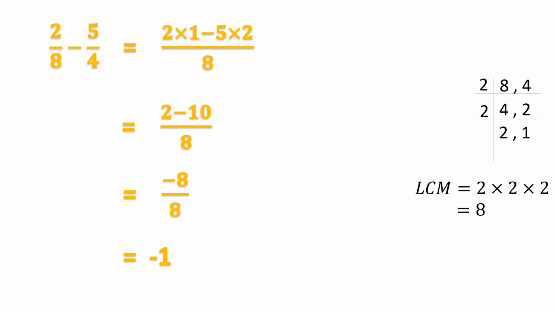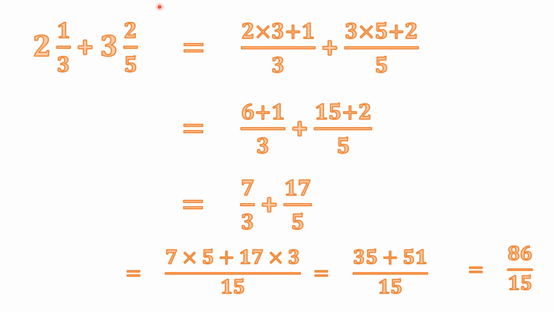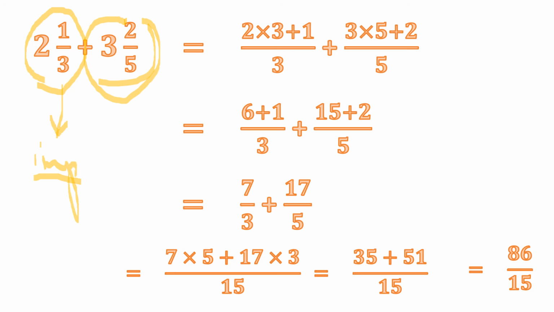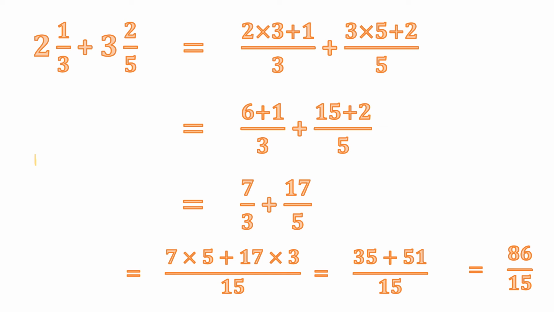Now the next one. Now let's add mixed fractions. Same method. We have two mixed fractions. What will we do? First we'll convert them into regular fractions. Whenever we convert a mixed fraction, what type of fraction do we get? We've seen in the previous video, we get an improper fraction, right? So first you have to convert them into improper fractions. Then you can use the normal addition rules and add them.